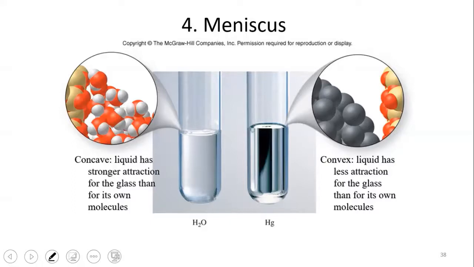And you can see in the image on the right that what is happening is that in this case, the liquid has less attraction for the glass than for its own molecules. It says molecules here, but remember, in the case of mercury, these would be atoms. And again, the force that holds them together is a very strong metallic bond. And essentially it causes the atoms on the surface to pull away from the surface of the glass, generating a net convex meniscus.